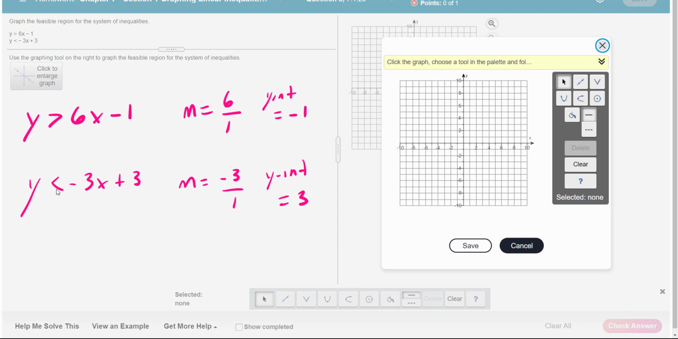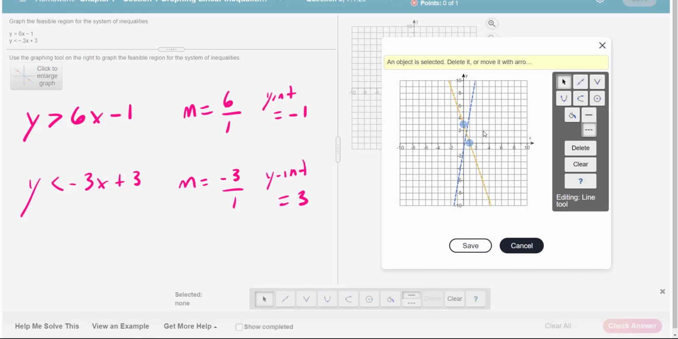Remember, it's not greater than or equal to or less than or equal to, so you need to use the dotted line. The first one, I'm going to go to -1. Now my slope says go up 6, 1, 2, 3, 4, 5, 6, and go over 1 and put a point. All right, I'm going to do my second line, which my y-intercept is at 3. And now from here it says go down 3, the -3, 1, 2, 3, and then go over 1.